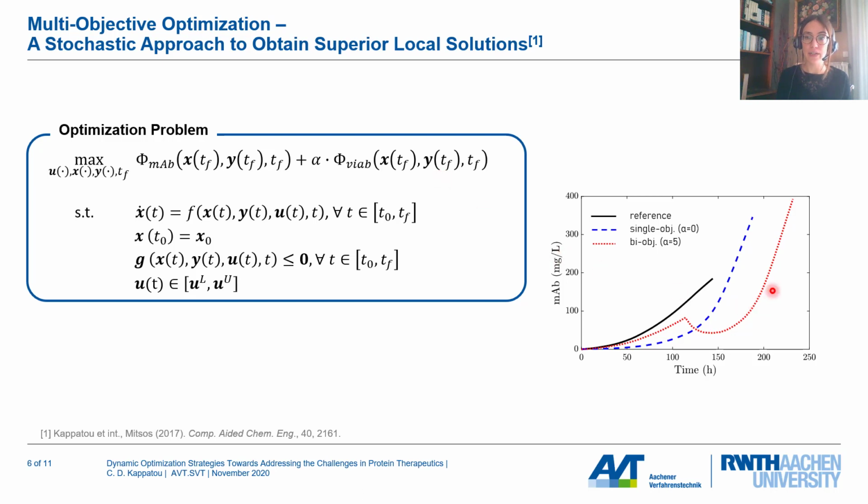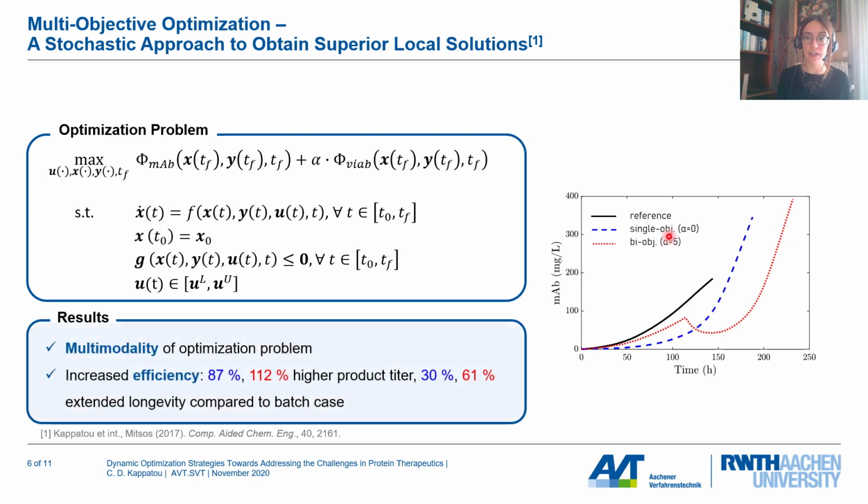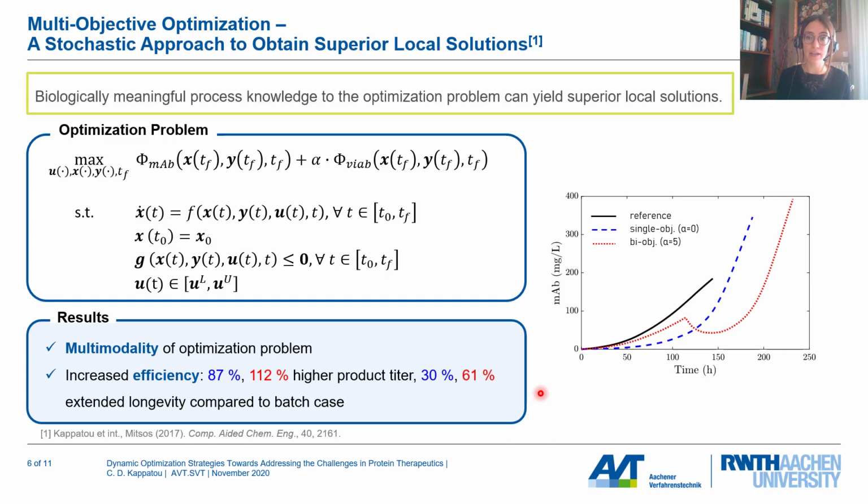And we can see here that as we incorporate viability into the objective function, we can achieve better results in terms of our first objective, which is only possible due to the existence of suboptimal local solutions. So here we have an example of how multimodality arises, and we have a way, by incorporating biological knowledge into the optimization, to find superior local solutions.